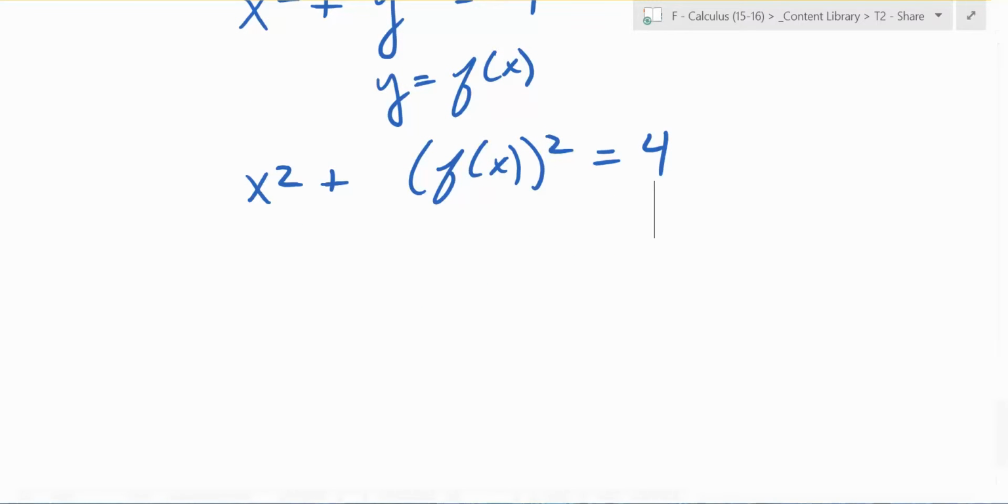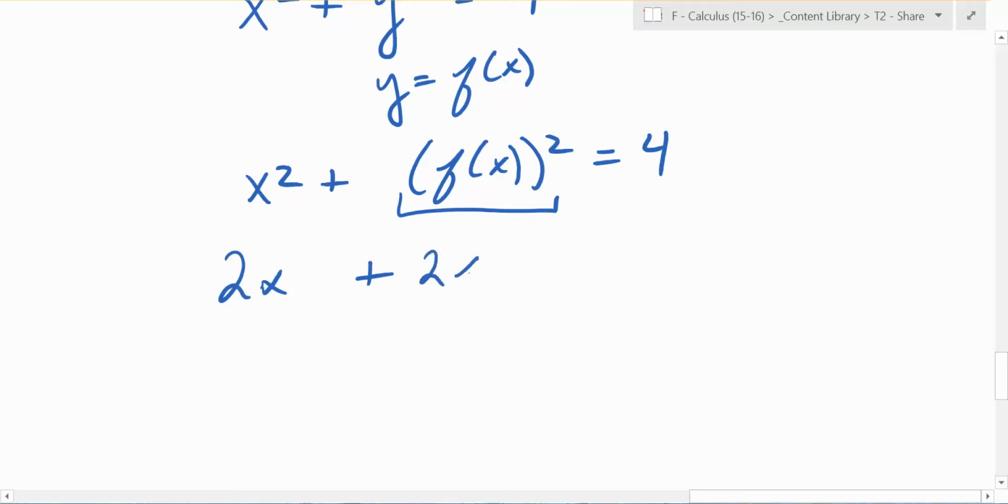What's the derivative of x squared? 2x. Can someone tell me what the derivative of f of x squared is? Be real careful. 2 times f of x times f prime of x. Because of what rule is this? The chain rule. And what does it equal, everybody?